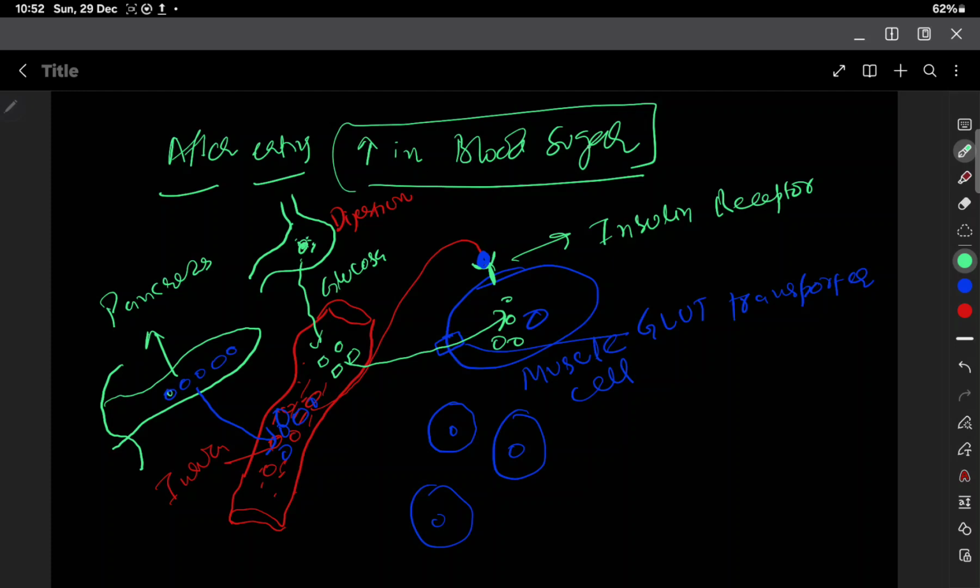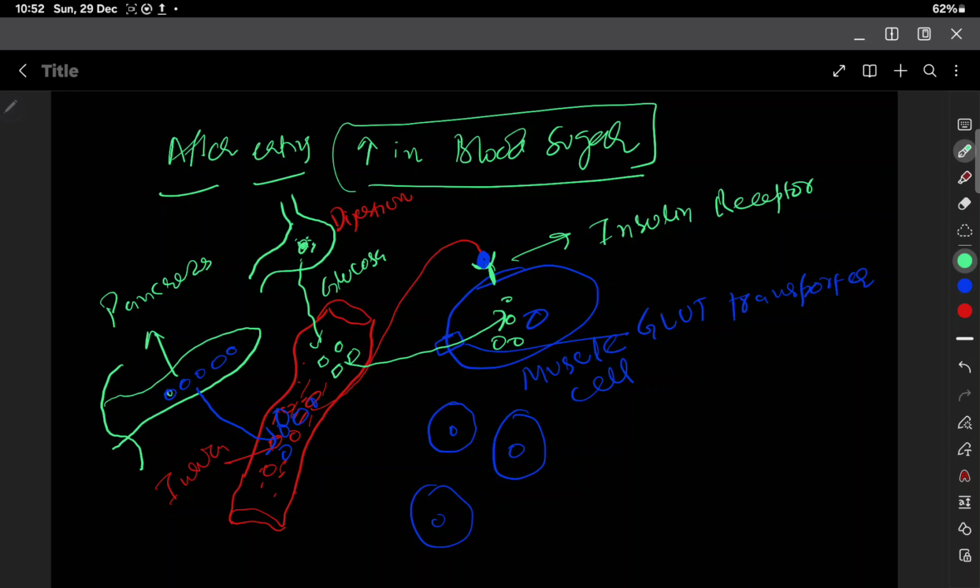Okay, increase in the blood sugar level. Whenever there is an increase in the blood sugar level, what will happen? Insulin will be synthesized by the pancreas. Then this insulin gets into the bloodstream. This insulin then acts on the cells. The cells contain the insulin receptors. Only when this insulin acts on the cells will the glucose be taken inside the cell. It happens in the normal conditions.